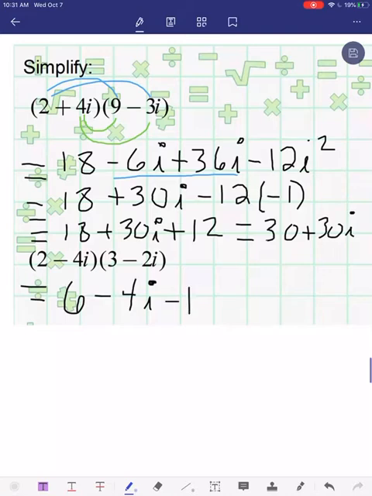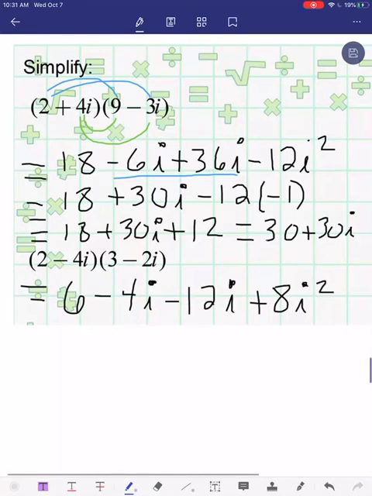-4i times 3 is -12i. And -4i times -2i is going to be +8i squared.